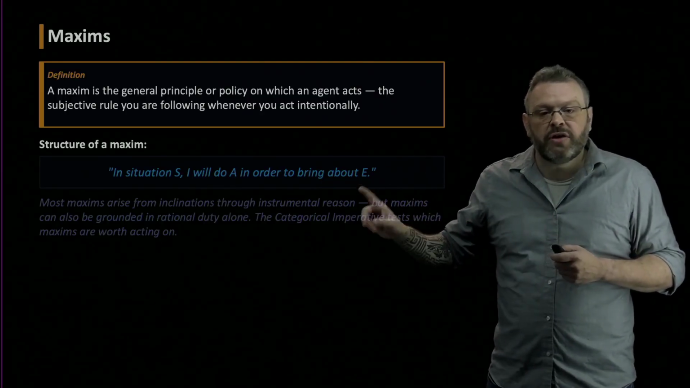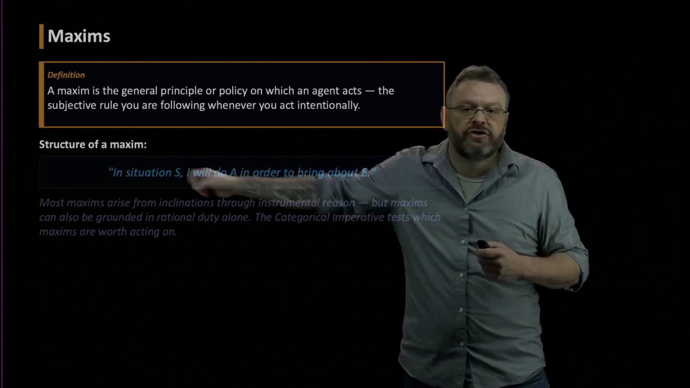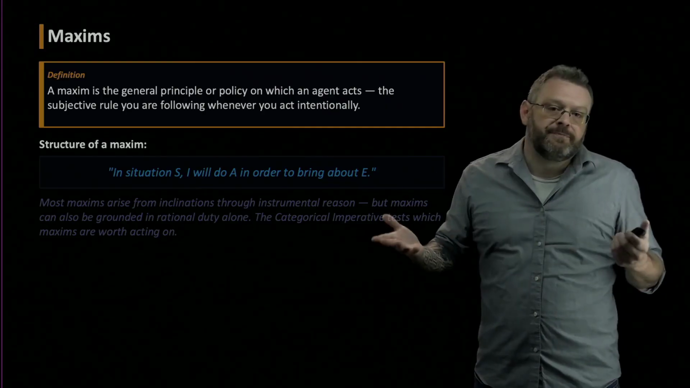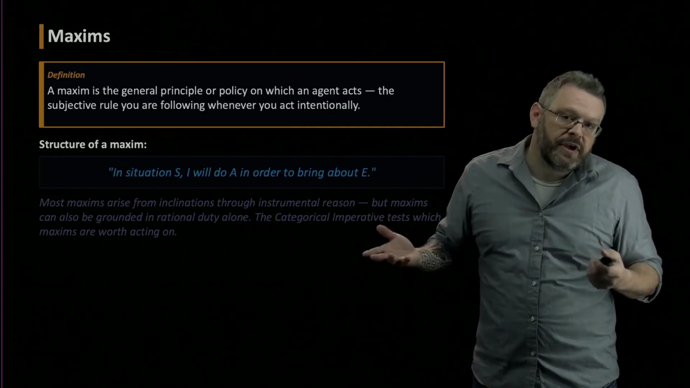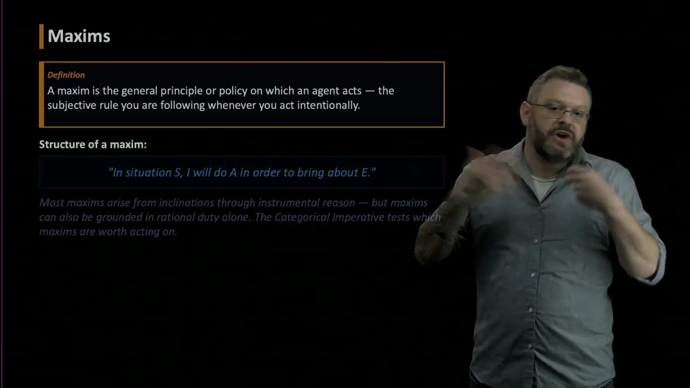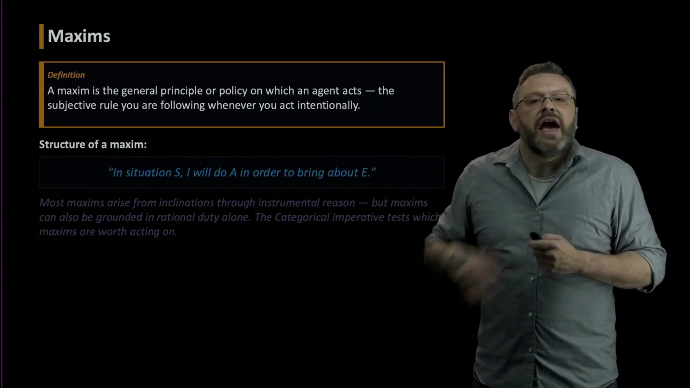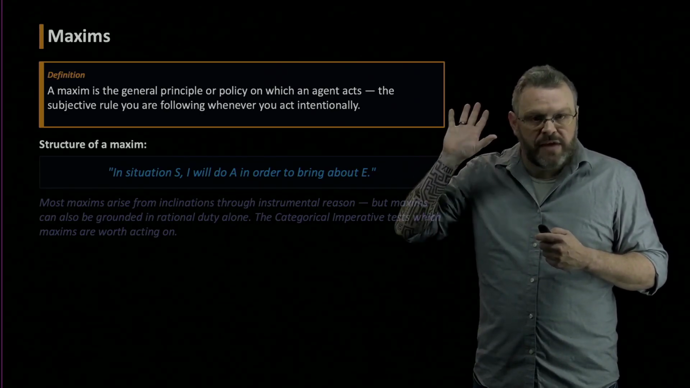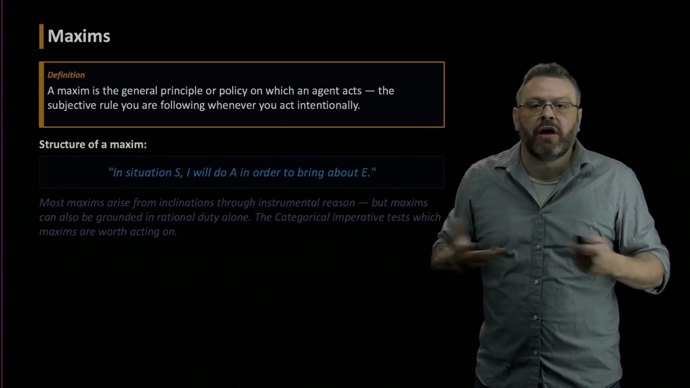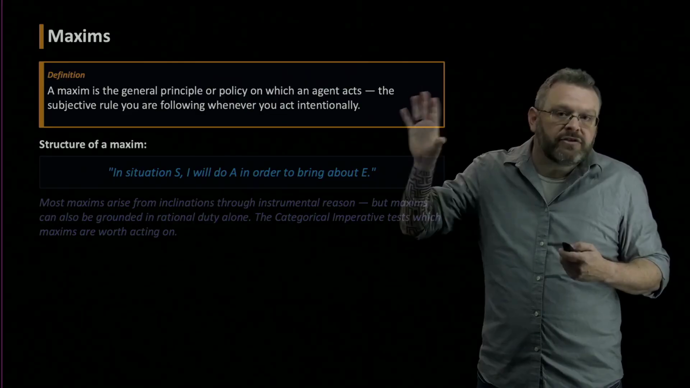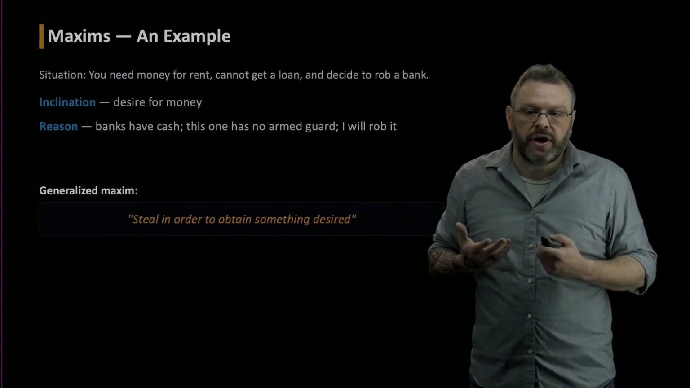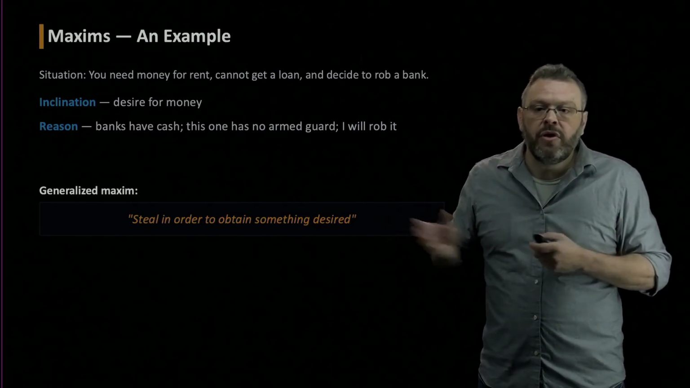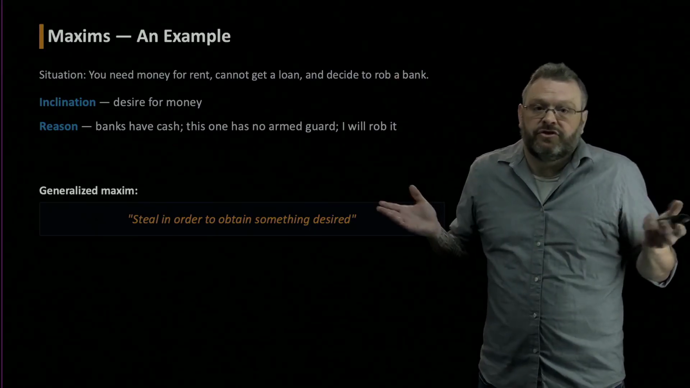And so it's generally going to have this kind of structure: in situation S, I'm going to do action A in order to bring about event E. If I'm hungry, I'm going to eat in order to not feel hungry anymore. Something like that. Everything that you deliberately, intentionally do is going to have a maxim in the background. What is your policy for action? And it's these maxims that we're going to end up evaluating. So maxims can be moral, they can be immoral, they can be morally neutral. So here's a kind of situation.